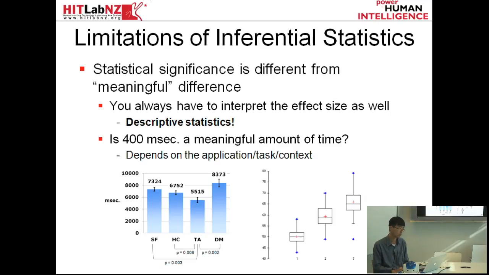Again, I think we've talked about this example of a difference in test completion time of 400 milliseconds. If it's a task for gaming, then half a second might not be that meaningful. But if it was an interface for driving a car, or an interface for a nuclear plant, then half a second could be a meaningful difference. So depending on the task or context or application, a statistically significant difference might be meaningful or might not.